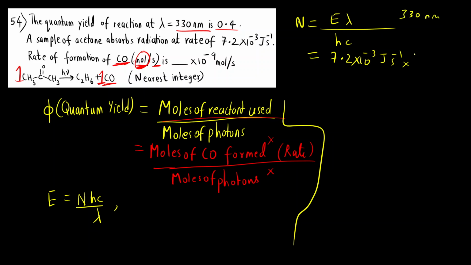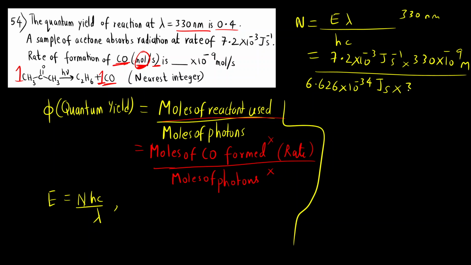I can convert it into meter. It will become 330 into 10 raised to minus 9 meter. 1 nanometer is 10 raised to minus 9 meter. Planck's constant 6.626 into 10 raised to minus 34 joule second, into speed of light is 3 into 10 raised to 8 meter per second. Now we know number of photons should be unitless. Let us see whether all the units are getting cancelled or not.